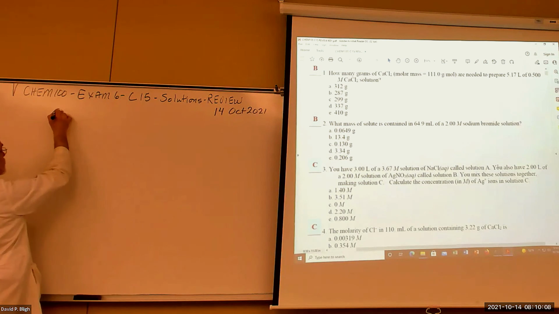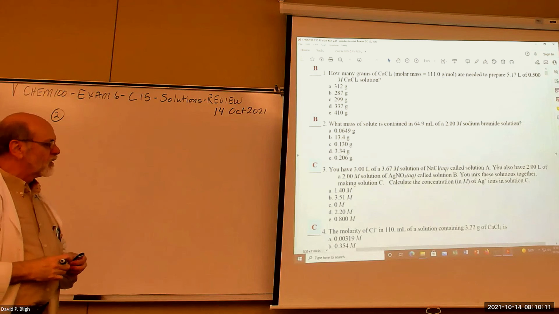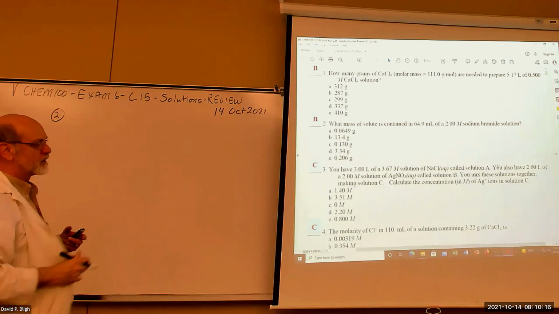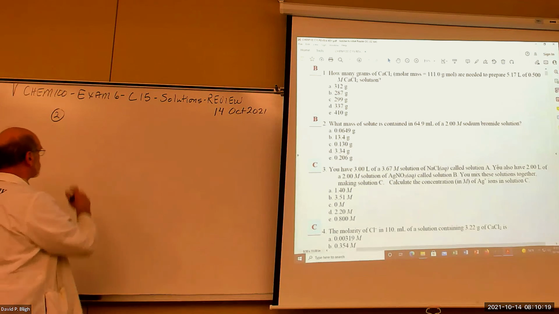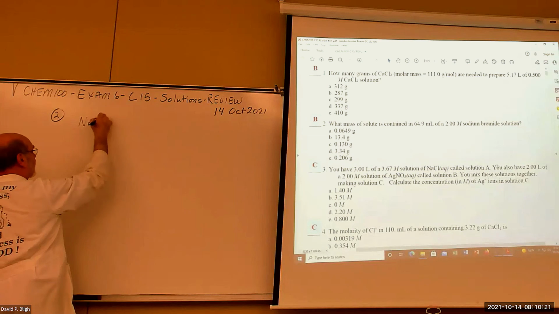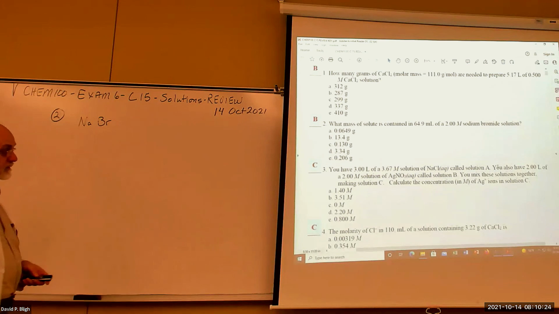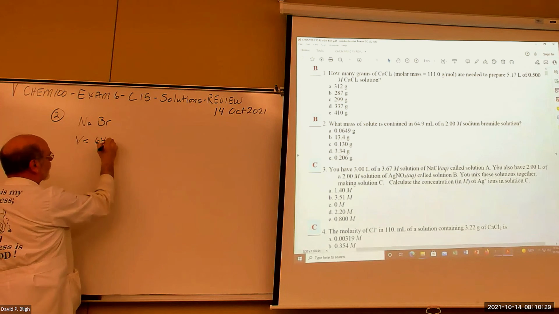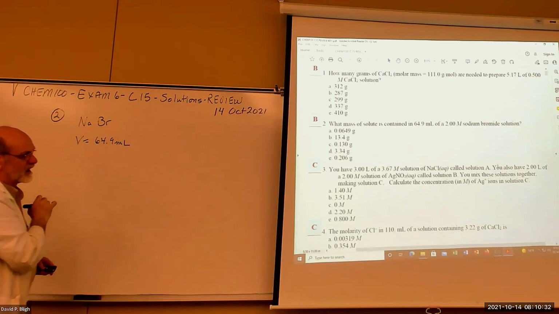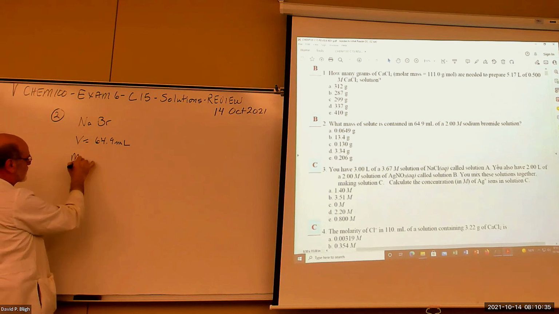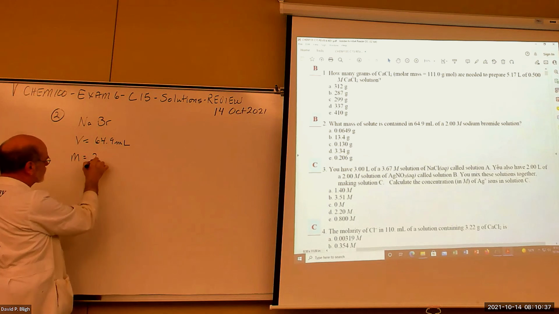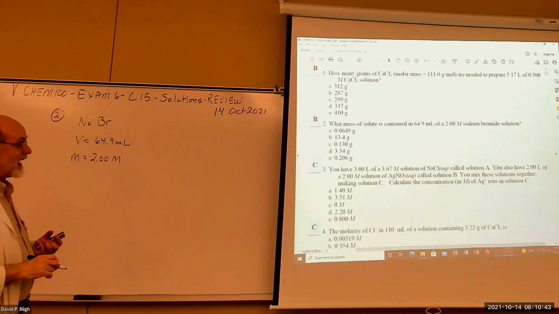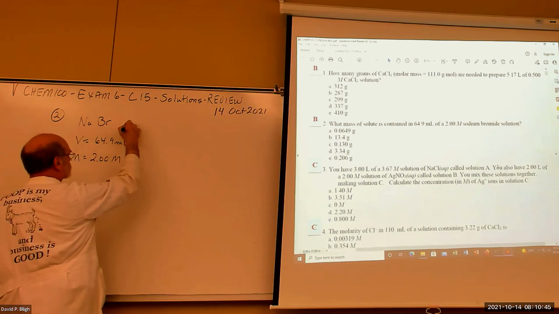Now we'll look at number two. What mass of solute is contained in 64.9 milliliters of 2 molar sodium bromide solution? So we're given sodium bromide. There's your formula. We're given the volume equals 64.9 milliliters. And we're also given the molarity is equal to 2.0 molar. Okay, and then the question is, what mass of solute? What's the mass of this?